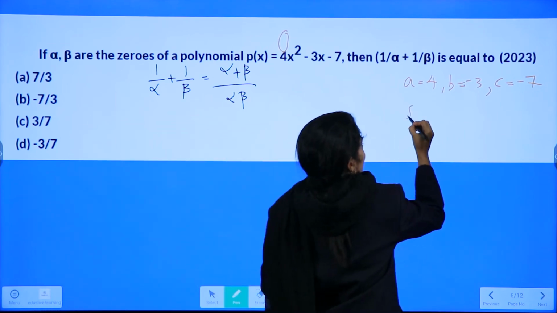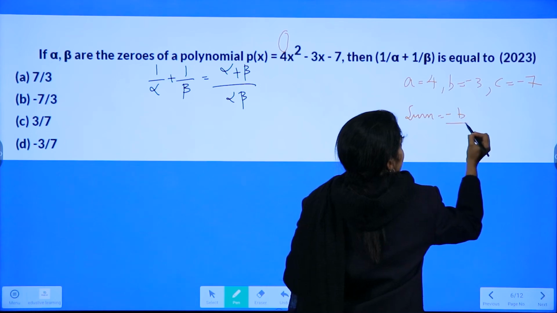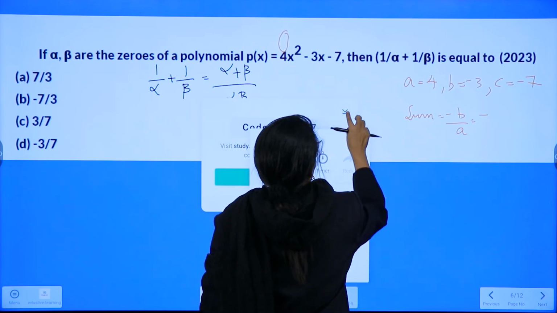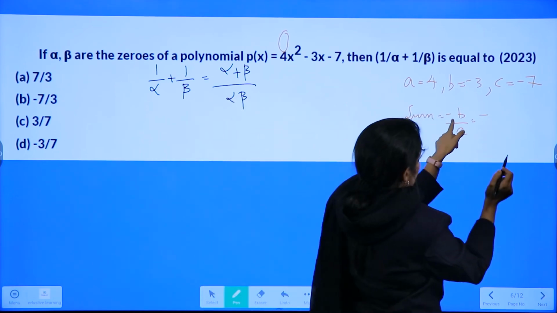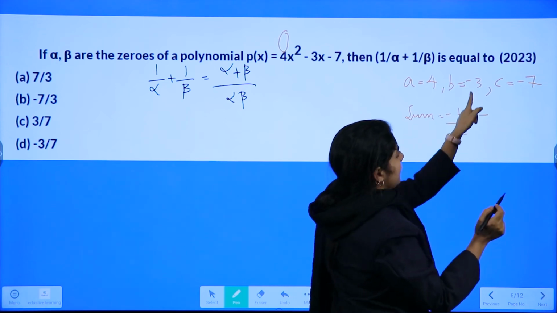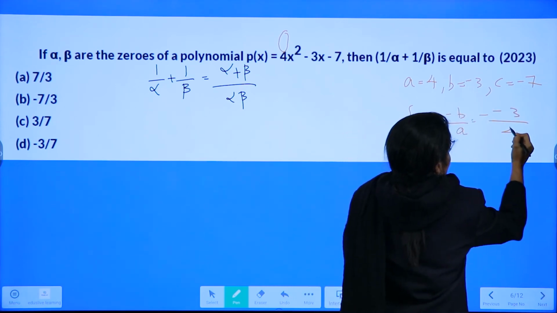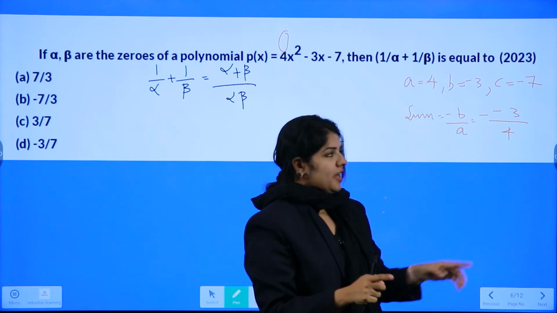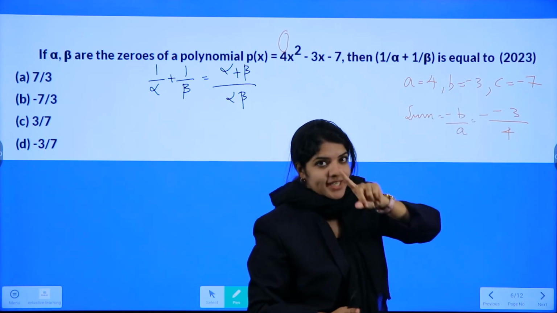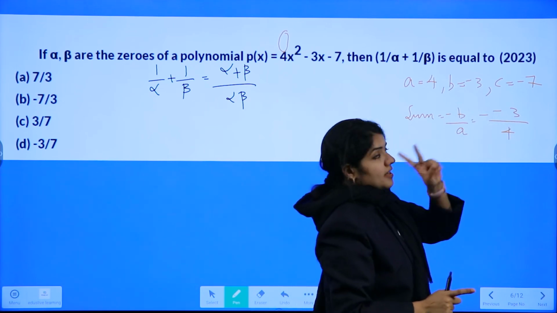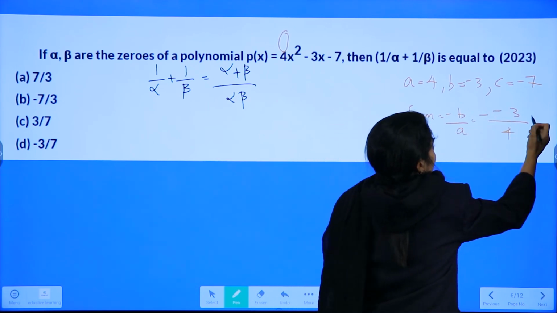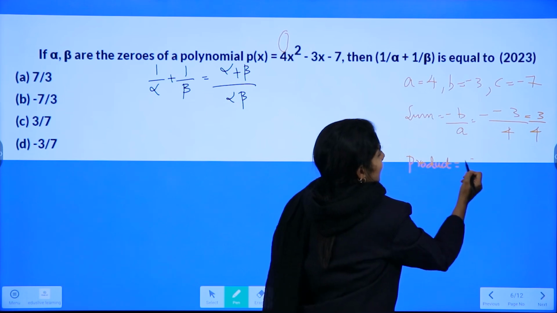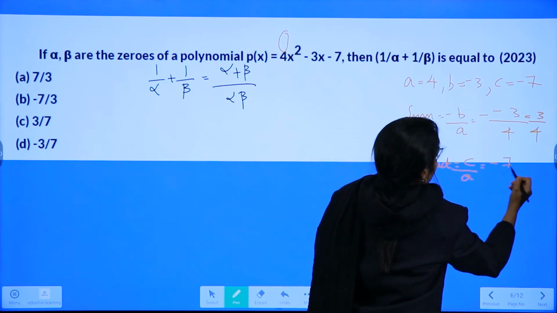So sum, we know the formula. Sum is equal to minus b by a. Minus b value is minus 3. So minus, then we have to write the b value, which is minus 3, by a. Okay, so this part is very important. The sum, we have the formula minus b by a. So minus b value, again we have a negative sign. So minus of minus 3 by 4, which is positive 3 by 4, and product is given by the formula c by a, which is negative 7 by 4.